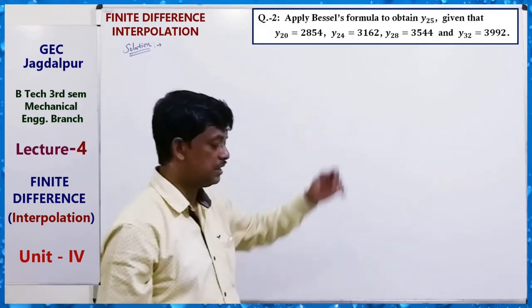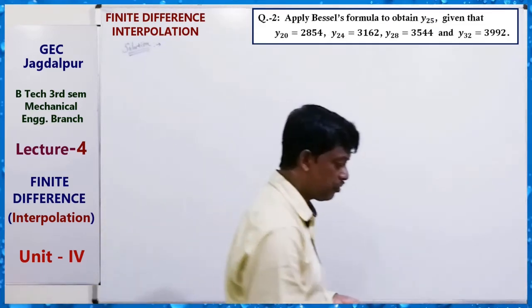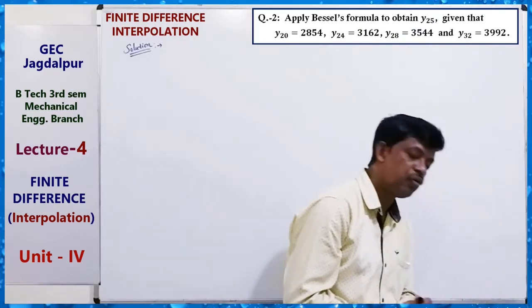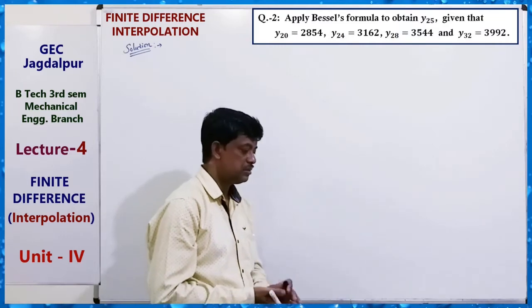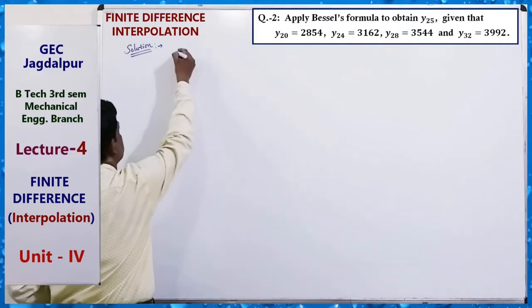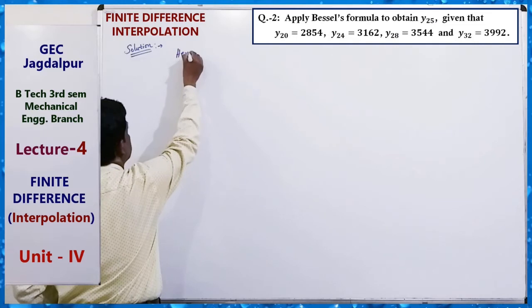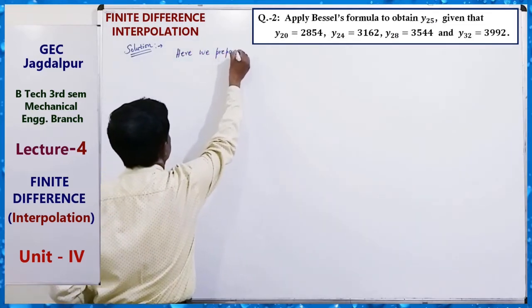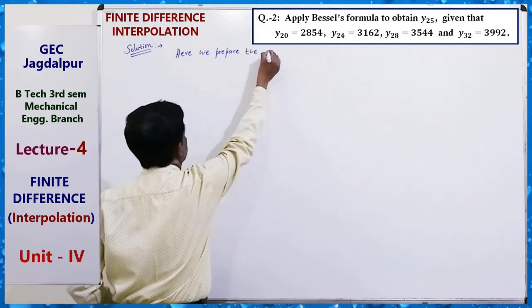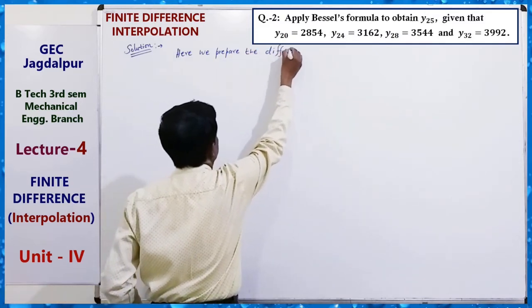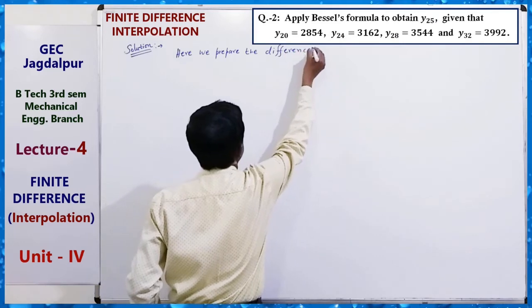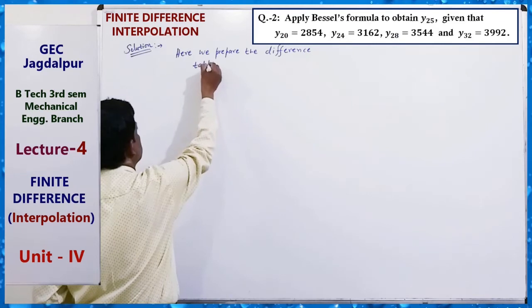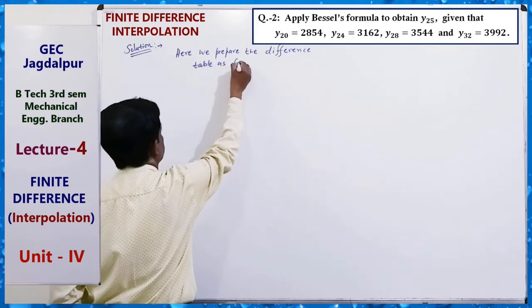So here we can see that the values are given at 20, 24, 28, 32. That is, h is 4. Okay. So here we prepare the difference table as follows.